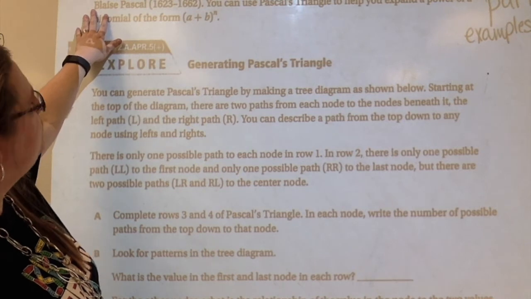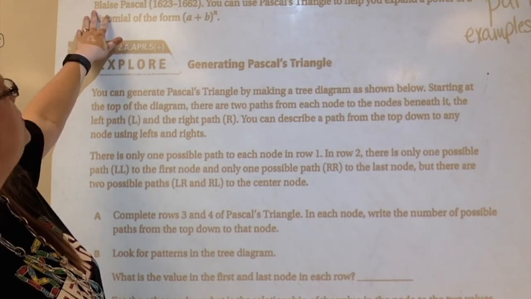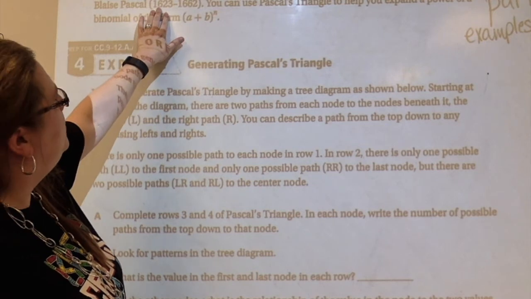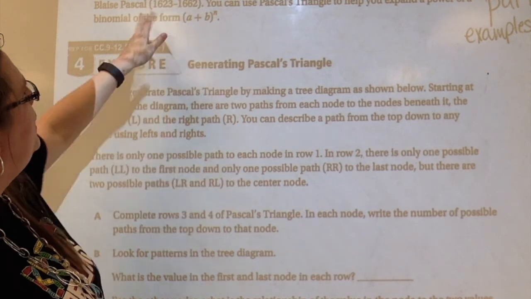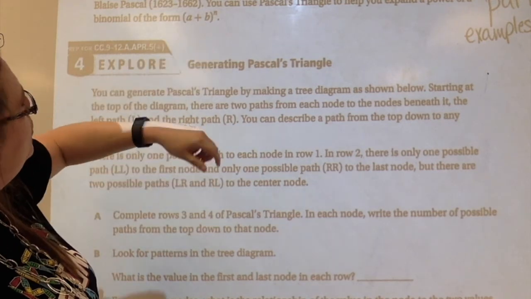Pascal's triangle is a famous number pattern named after French mathematician Blaise Pascal. He died in the 1600s. Well, born and died in the 1600s. He didn't even live to be 40.